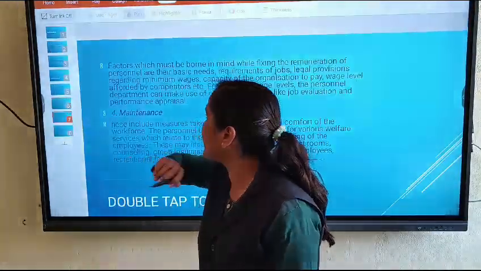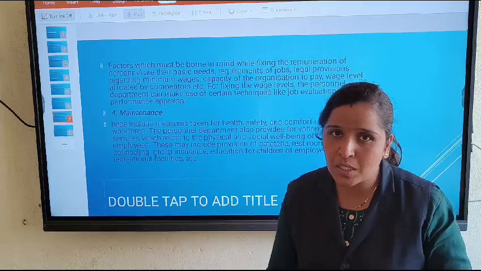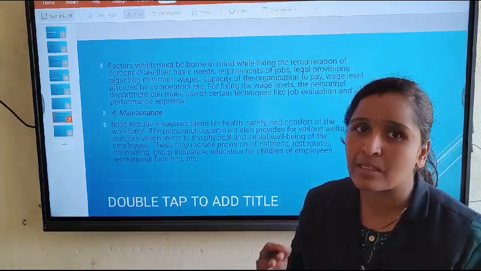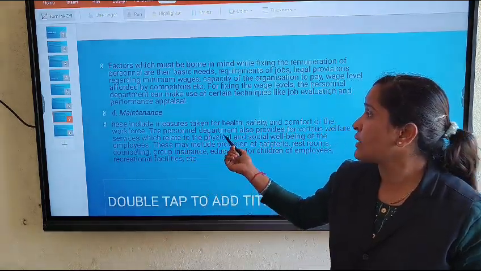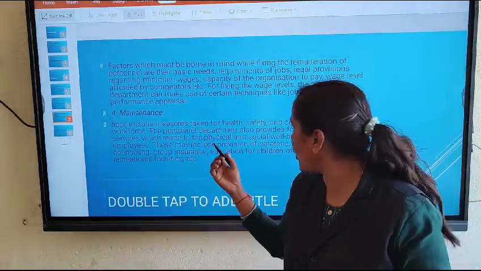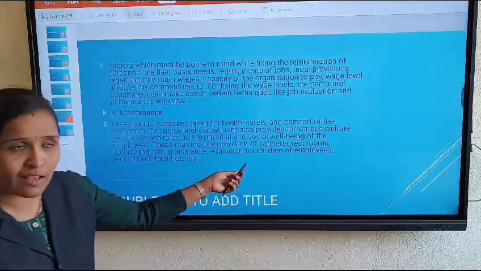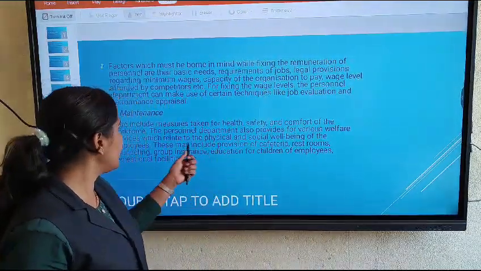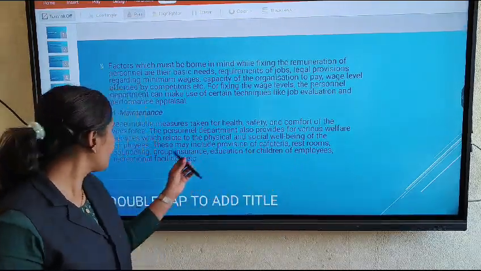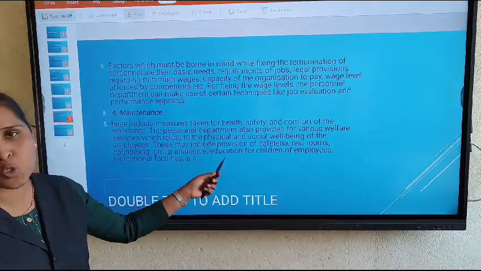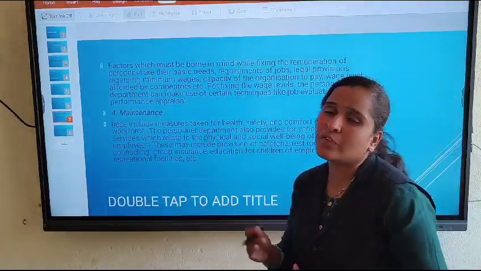Fourth function is maintenance. The maintenance function is the measures taken for the health, safety and comfort of the workforce. The personnel department provides various welfare services relating to the physical and social well-being of employees, such as provision of cafeteria, rest rooms, counseling, group insurance and education. These are included in the maintenance function.